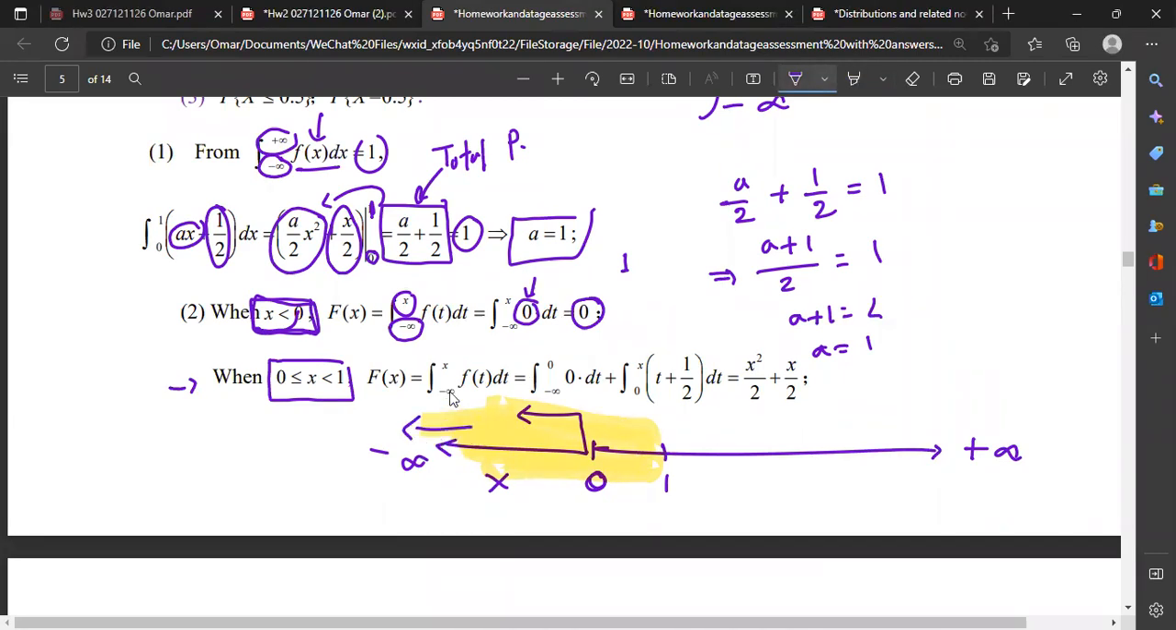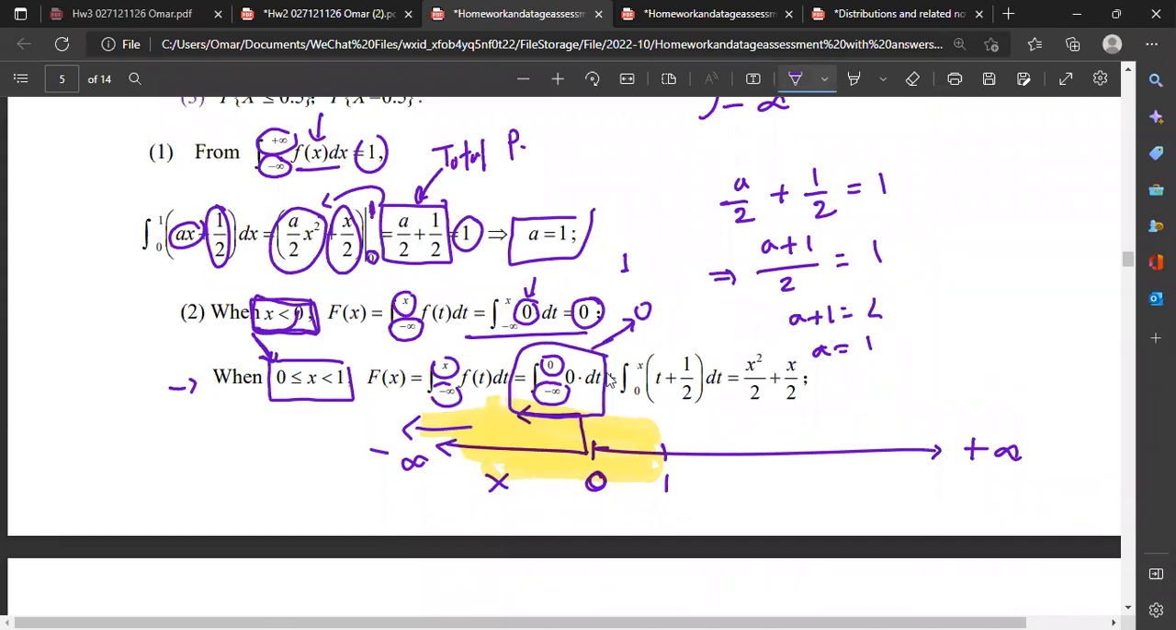So we write down here the same formula, the integral from minus infinity to x. So here, firstly, we see that in this interval the function is 0, right? So firstly, from minus infinity to 0. And as we calculated above, minus infinity to 0, that is 0, right? So this part will become 0.